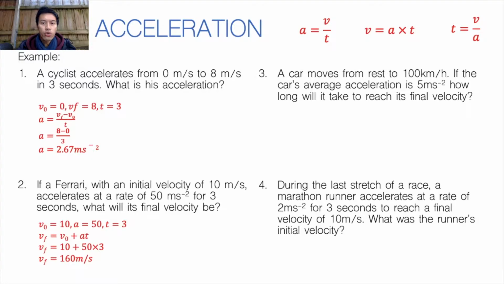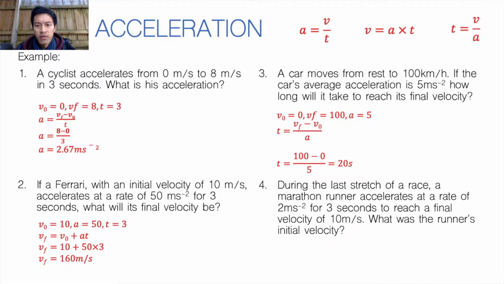Question 3. A car moves from rest to 100 kilometers per hour. If the car's average acceleration is 5 meters per second squared, how long will it take to reach its final velocity? So once again, you write down the values that you do have, and then you pick the right formula that you're going to use. In this case, the question is asking how long, which means you are looking for time.